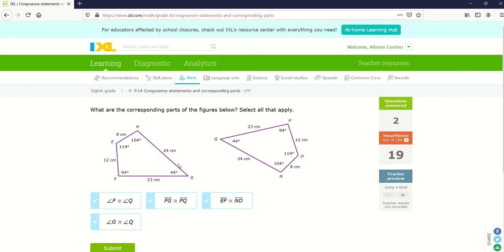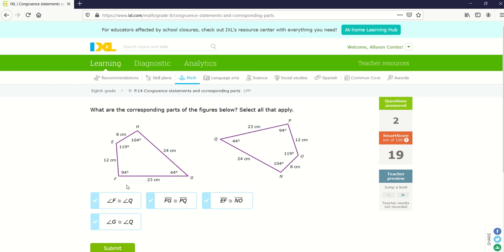So this one just takes some time looking at, but we can look at the angle measures. We have G over here at 44 degrees, matches up with Q, and then H matches up with N, E matches up with O, and F matches up with P. So we're looking at just congruent statements here. If this says angle F matches with Q, angle F is 94 degrees, Q is 44, so they do not match up, so we're not going to highlight that one.